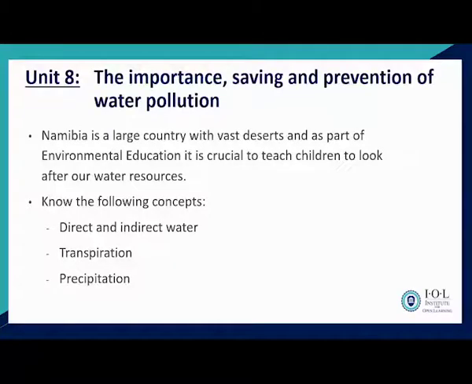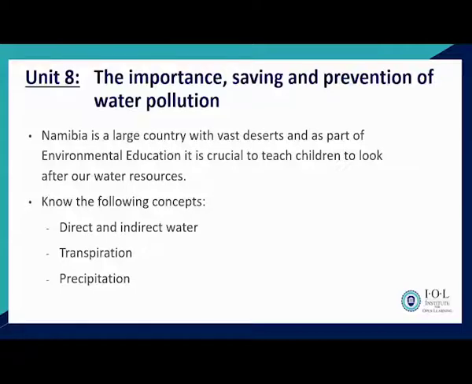Unit 8: The importance, saving, and prevention of water pollution. Namibia is a large country with vast deserts, and as part of environmental education, it is crucial to teach children to look after our water resources.